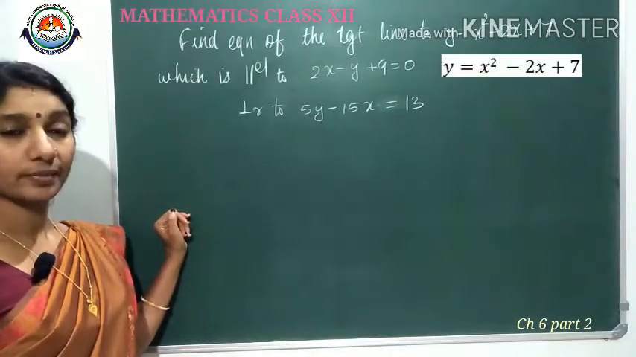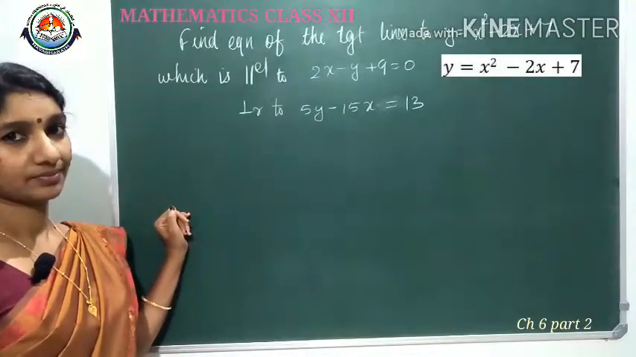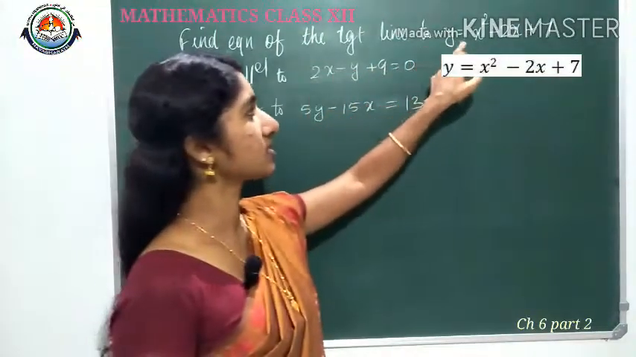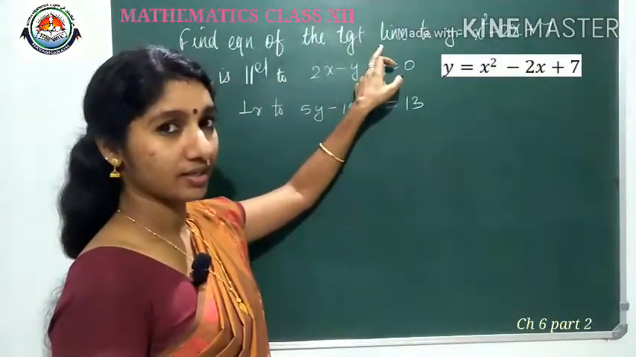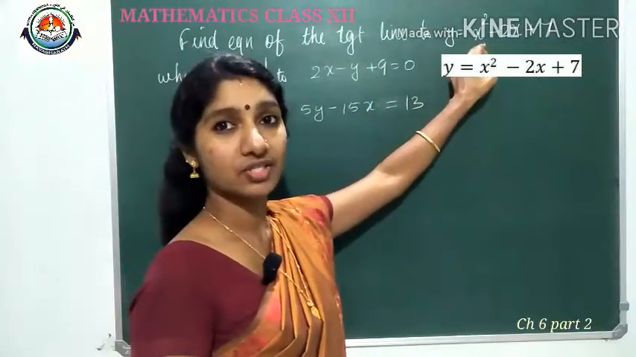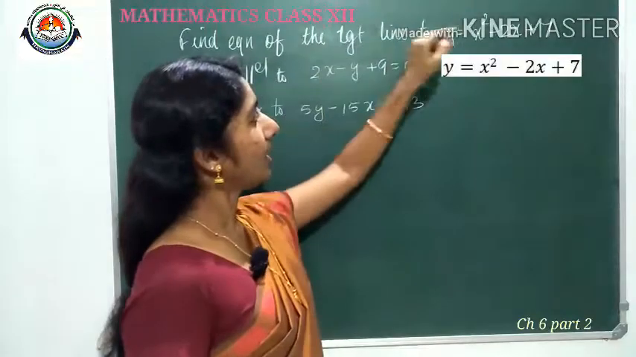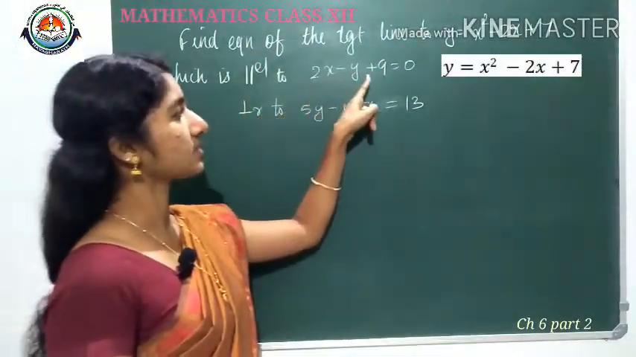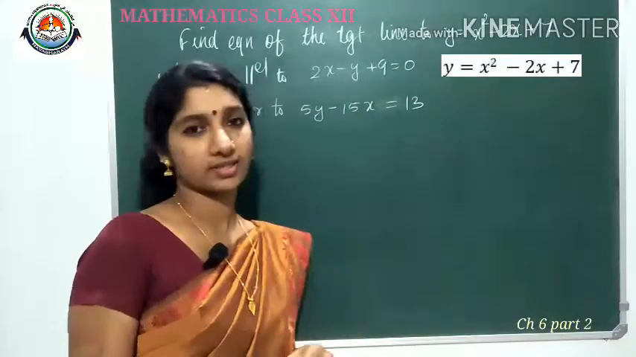Here one question is given: find the equation of the tangent line to the curve y equal to x square minus 2x plus 7. Whose tangent do we need to find? This curve's tangent we need to find, and that tangent is parallel to 2x minus y plus 9 equal to 0, which is given.